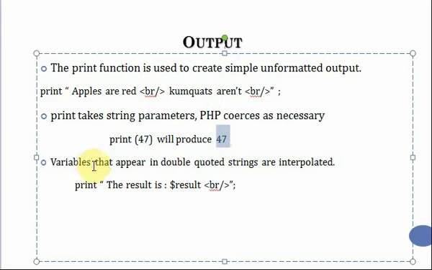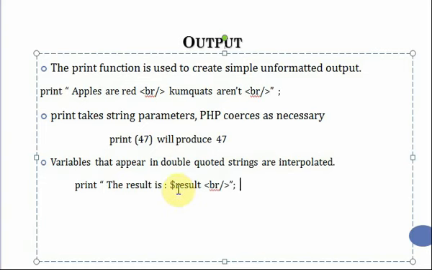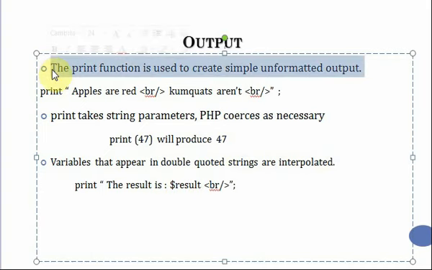And the next example, variables that appear in double quoted string are interpolated. So what is the meaning of this? You have written print, followed by that you have written double quotes. The result is, so within the double quote you have this dollar result. So this dollar result is nothing but a variable. So what is the meaning of interpolated? Whatever value is assigned to this particular variable, that will be displayed. Okay, so this is about your print function.